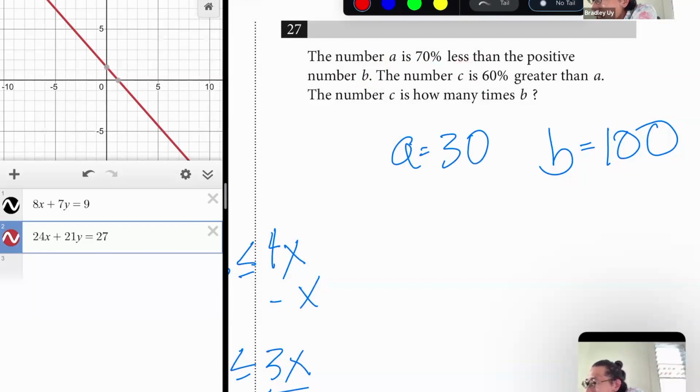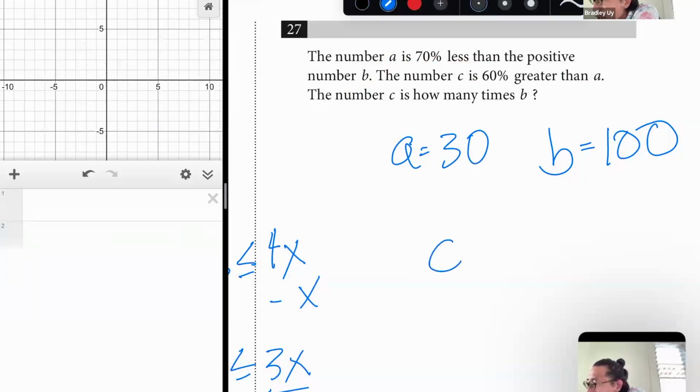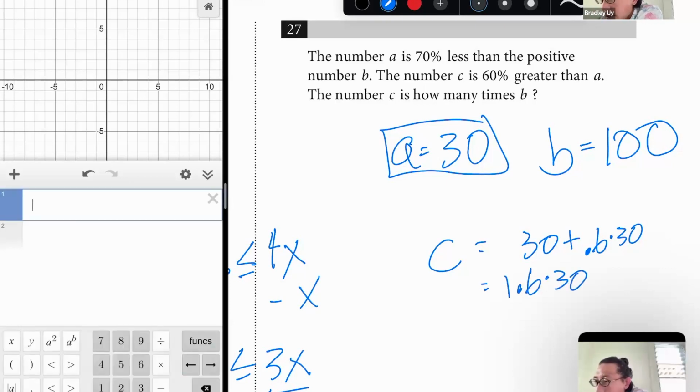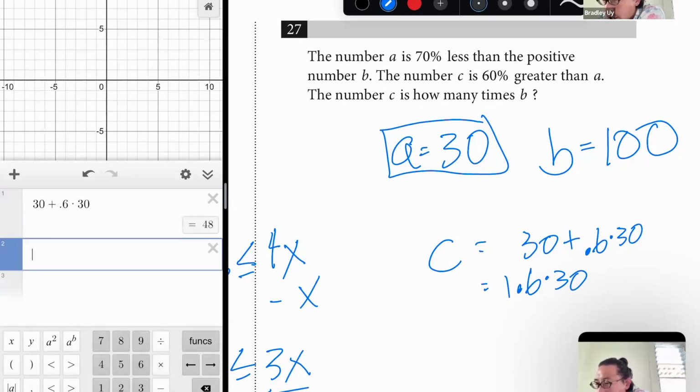Now, number C is 60% greater than A. So if you need a calculator, you're trying to get a value of C, and it's 60% greater than A. So you've got to take this A, 30, and you've got to increase it by 60%, which is plus 0.6, which is 60% times 30. This is equivalent to 1.6 times 30. Okay, if you followed that, but I could just do this pretty straightforward, plus 0.6 times 30. That's 48. Also, if you did 1.6 times 30, it should also give you 48, which it does. So C is 48.